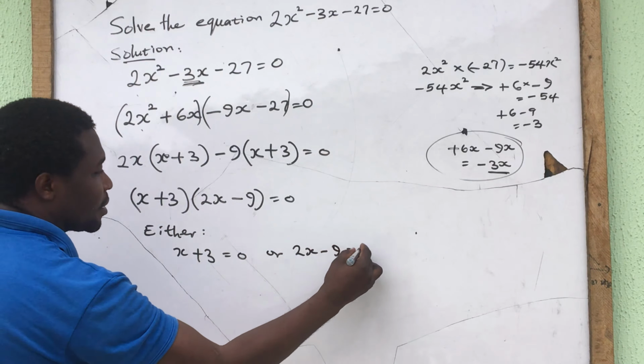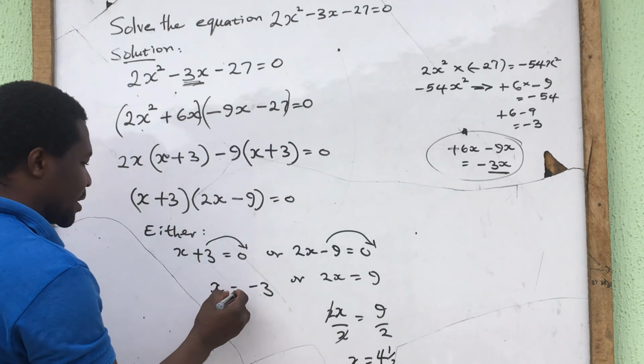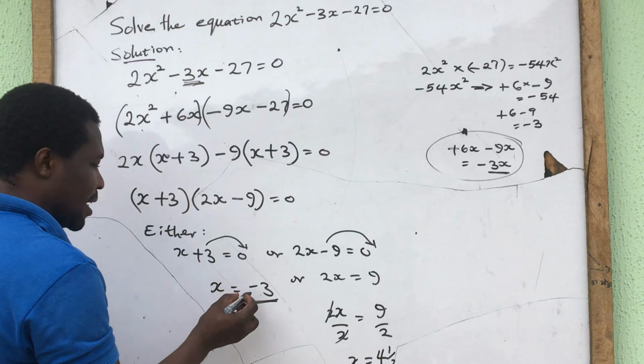So it's not very hard for us now. So x equals minus 3 by bringing this one here, or 2x equals 9 by bringing this one here as well. So you can easily get 2x over 2 equal to 9 over 2. This cancels this. Therefore, x equals 4 and a half. So x is either minus 3 or x equals 4 and a half.